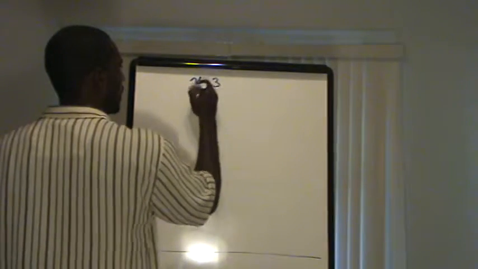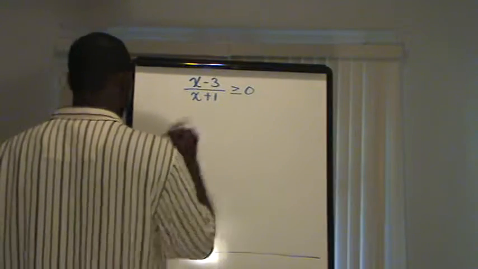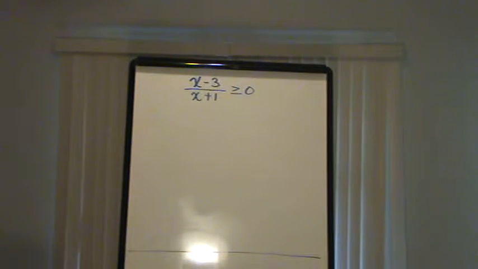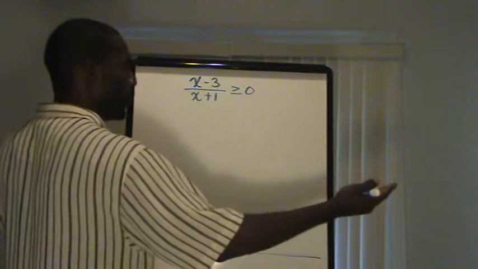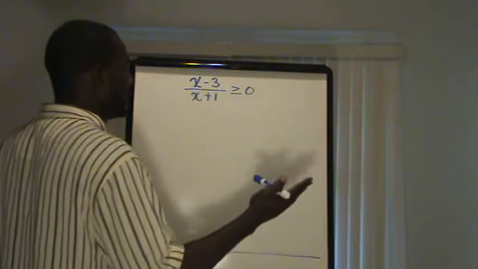Okay, our next example says (x - 3)/(x + 1) is greater than or equal to 0. Everything is already set up the way that we need. There's no algebra techniques that we need to do here.